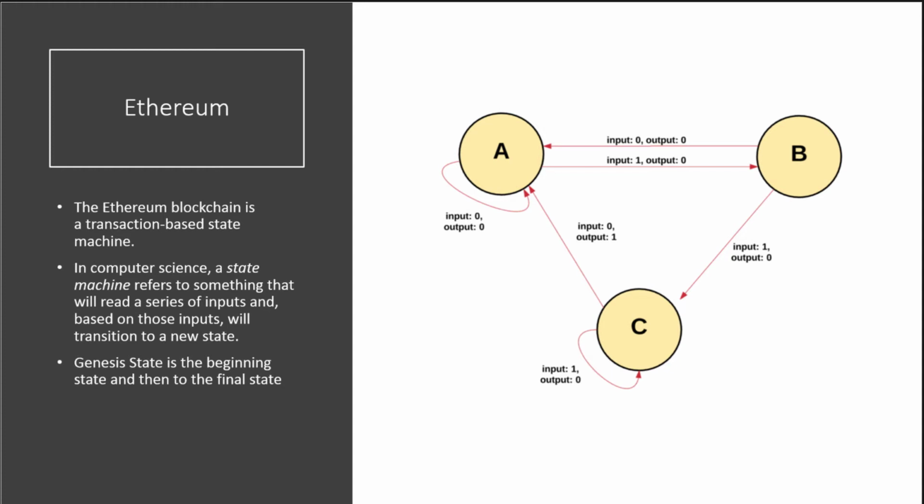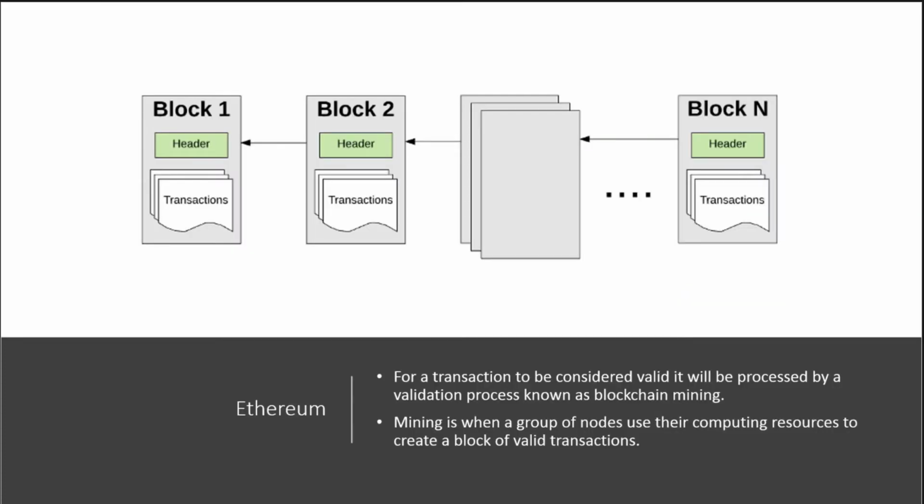Now, a genesis state is the beginning state, and then it transitions to the final state. It starts off on the blockchain with the first block, and then those transactions will get appended to the blockchain. And here's an example of a transaction. Basically, that transaction will be validated through what's called mining. And Ethereum at the time of writing is still using proof of work. However, there is going to be essentially a split, a fork down the road, a new blockchain created when it goes to a proof of stake algorithm.